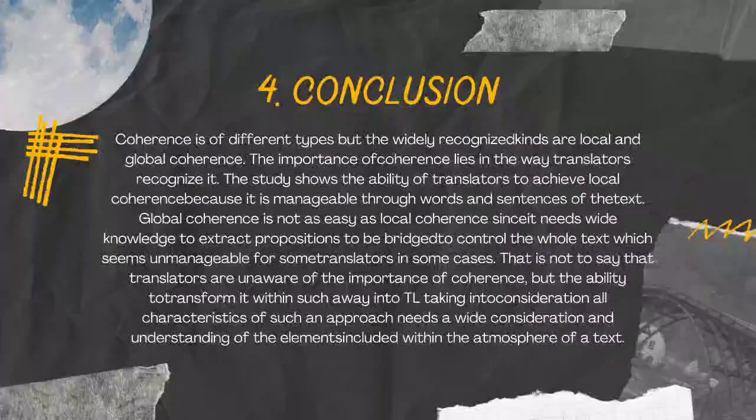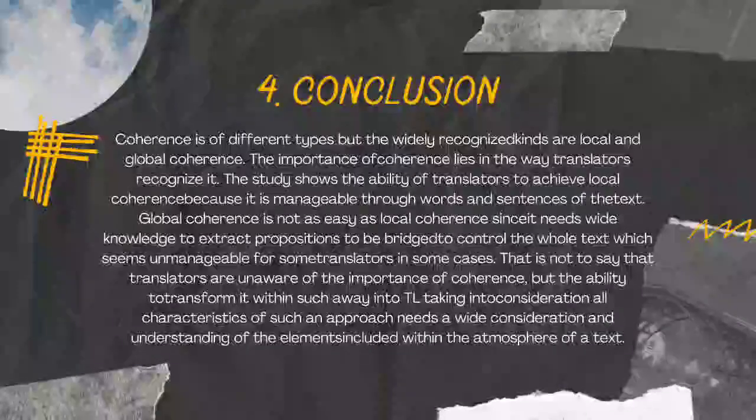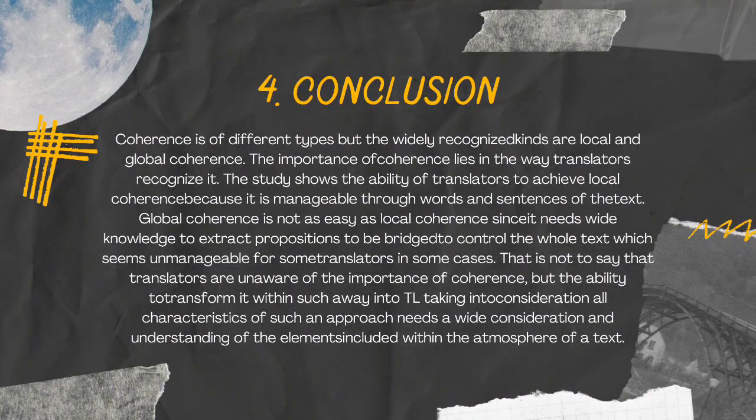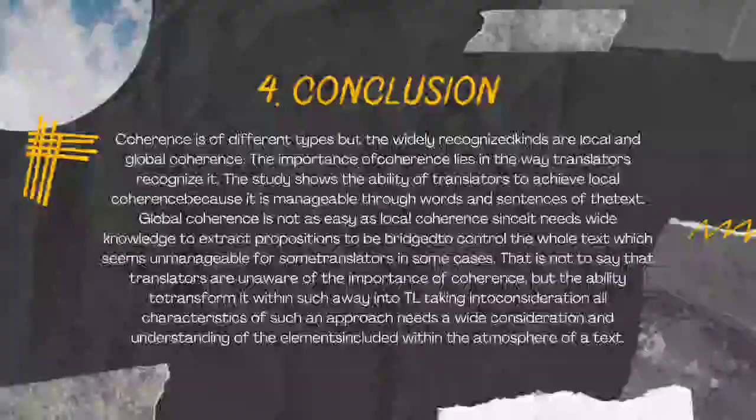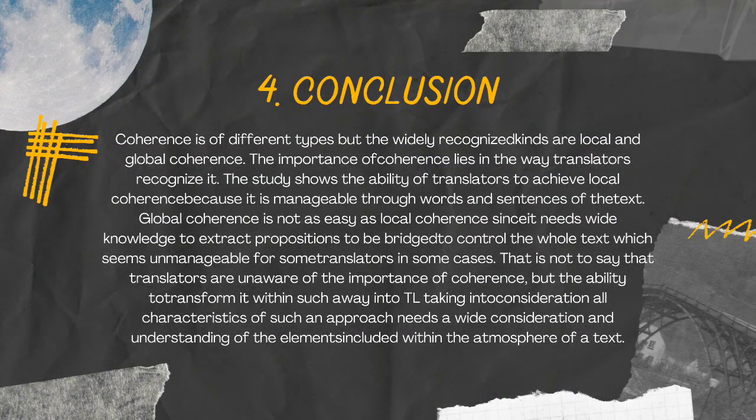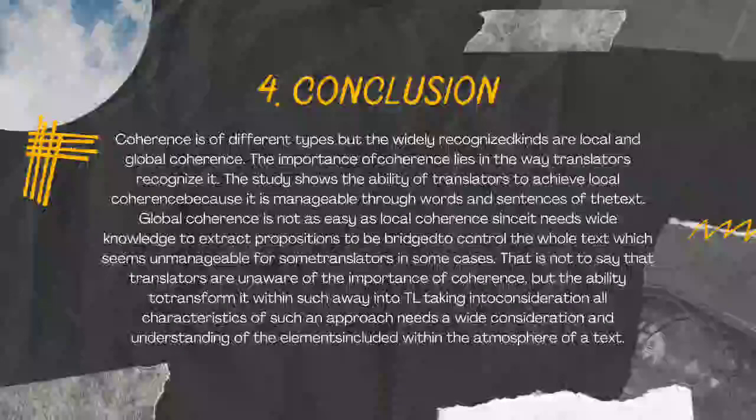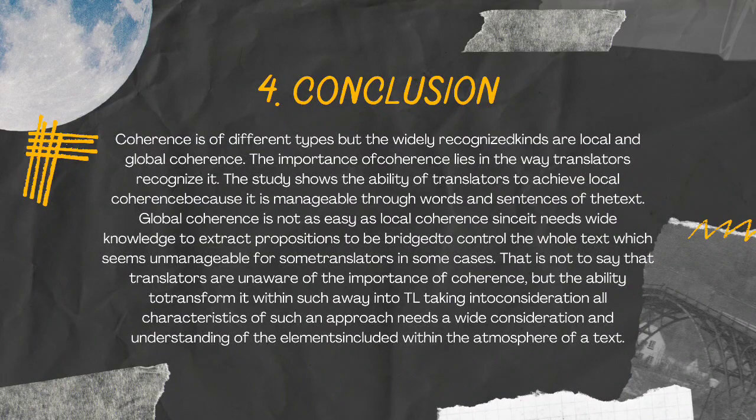The conclusion: coherence is of different types, but the widely recognized kinds are local and global coherence. The importance of coherence lies in the way translators recognize it. The study shows the ability of translators to achieve local coherence because it is manageable through the words and sentences of the text. Global coherence is not as easy as local coherence, since it needs wide knowledge to extract propositions to be bridged to control the whole text, which seems unmanageable for some translators in some cases.